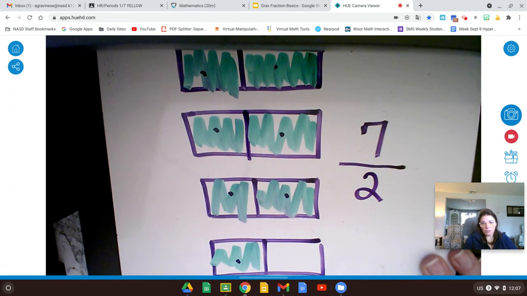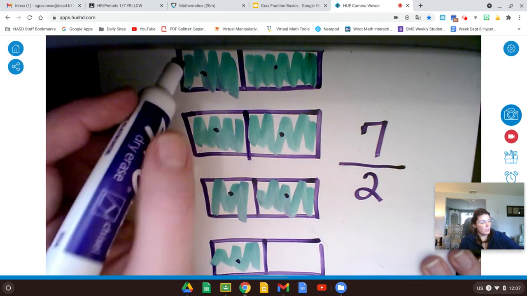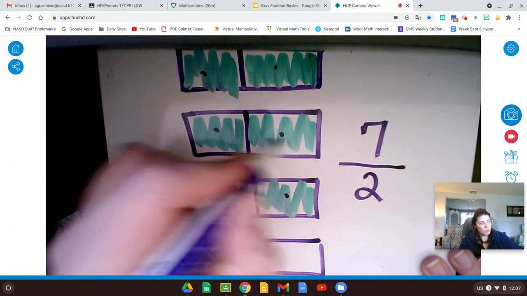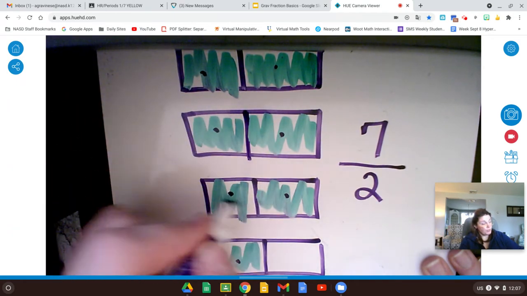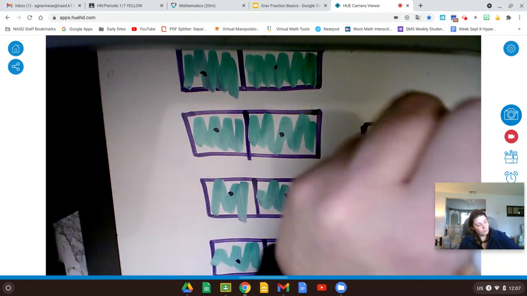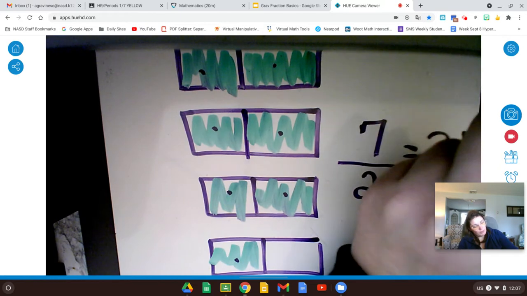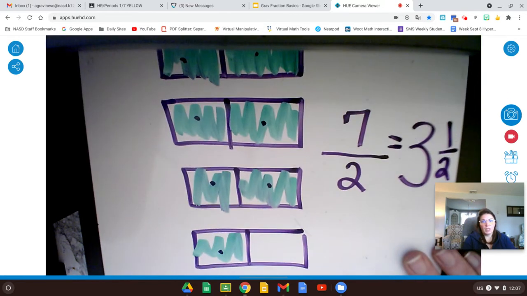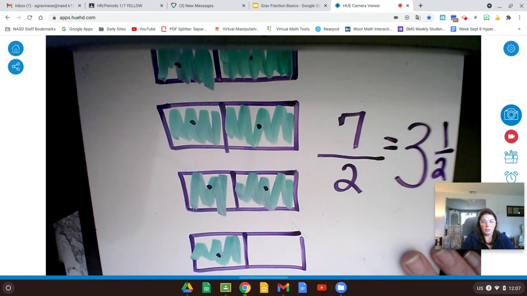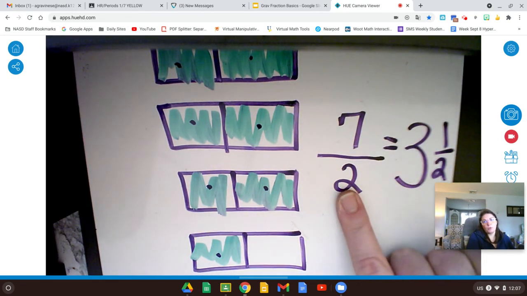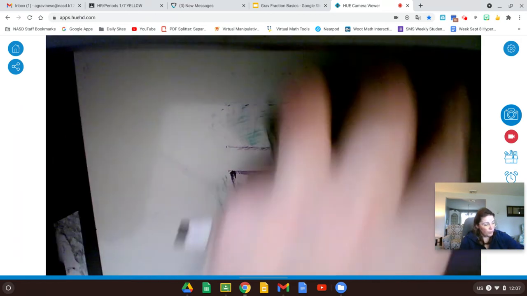Well, how can I turn that into a mixed number? Well, in my model, I can just count 1 whole, 2 wholes, 3 wholes, and 1/2 of another. So 7 halves equals 3 and 1/2. When you're going from improper to a mixed number, it might be helpful to draw out the model. Otherwise, without a model, you need to do some division.